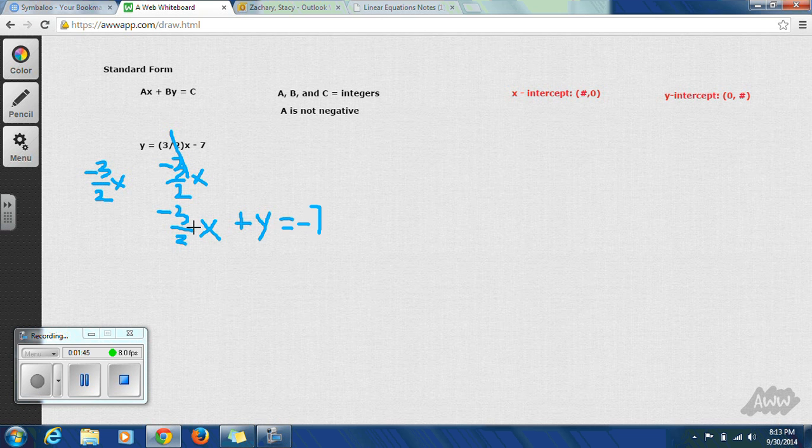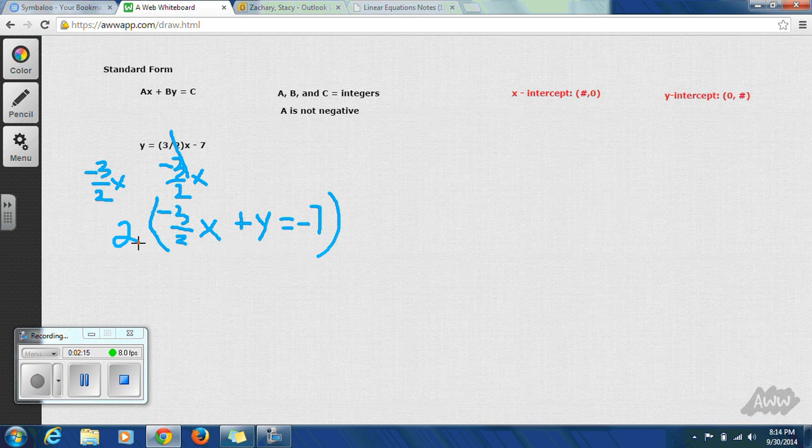Okay, so now x and y are on the correct side to be in standard form, but we have to pay attention to these rules as well. a, b, and c need to be integers. Right now what I see is I don't see a number in front of y, so that means it's 1. 1 is an integer. c is an integer, negative 7, but a is not. It's negative 3/2. In order to get this right, what we need to do is multiply the entire thing by the denominator here, which is 2.